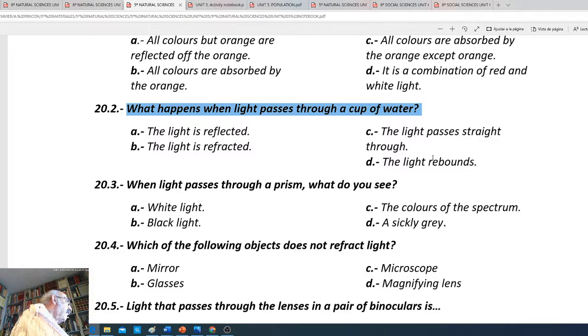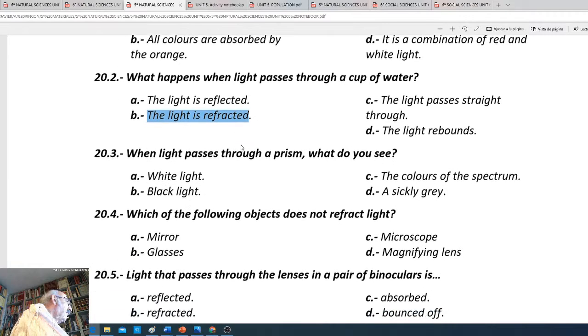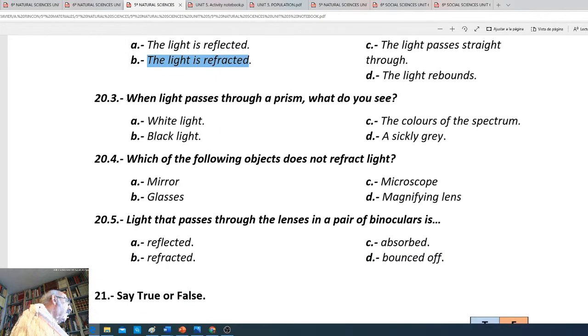22. Yes. B. So light is refracted. Very good, Ines. Very good, Julia. Very good, Valeria. Very good. Now, go for the next question.